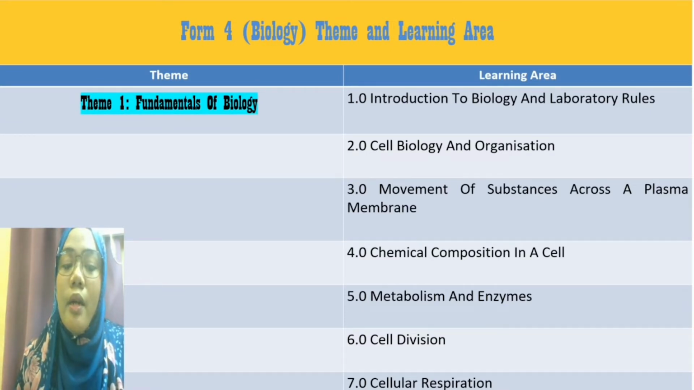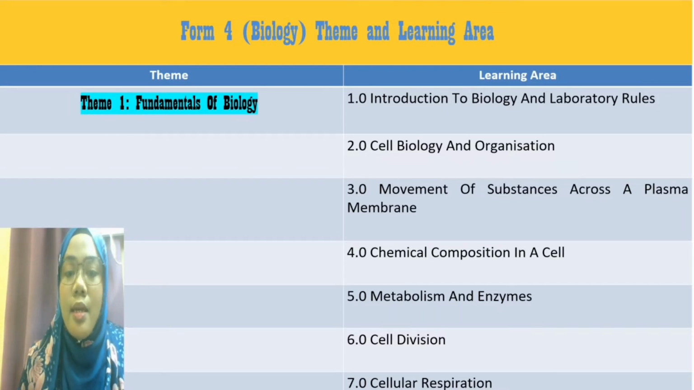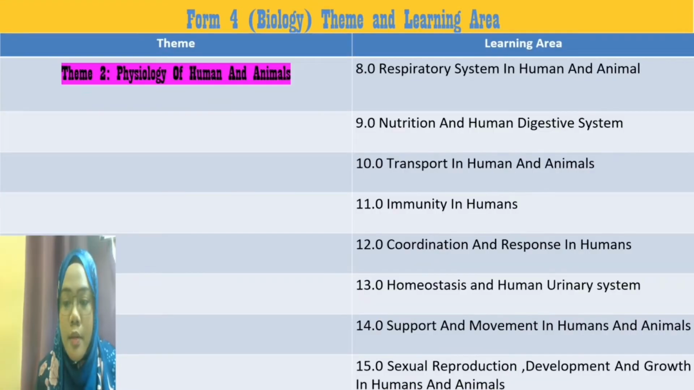The learning areas of Fundamentals of Biology for the first chapter is Introduction to Biology and Laboratory Rules. Second chapter, Cell Biology and Organization. Third chapter is Movement of Substances Across a Plasma Membrane. Chapter 4, Chemical Composition in a Cell. Chapter 5, Metabolism and Enzyme. Chapter 6, Cell Division. And Chapter 7, Cellular Respiration. So as you can see from this slide, these are the Form 4 Biology themes and learning areas.